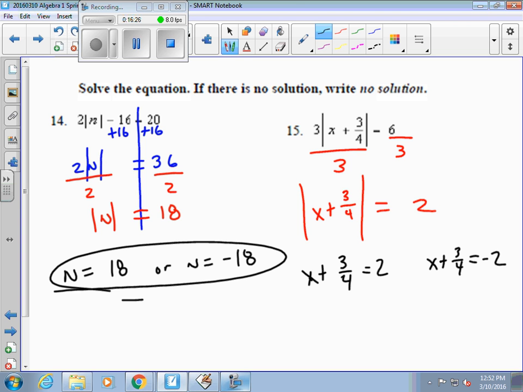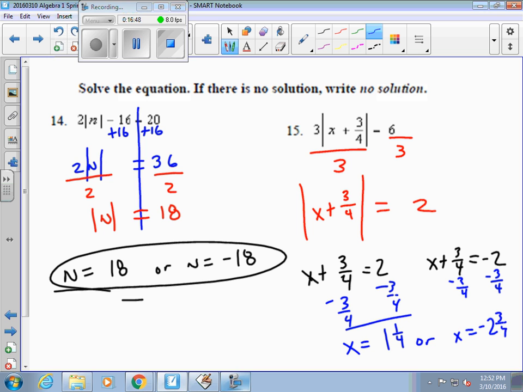You're going to undo it the same way. Undo plus 3/4 by subtracting it. When you subtract 3/4 from 2, you're left with x's value, which is 1 and 1/4. That's one of them. Or when you subtract 3/4 on the other one, you're left with x is equal to negative 2 and 3/4. So x is 1 and 1/4, or x is negative 2 and 3/4.